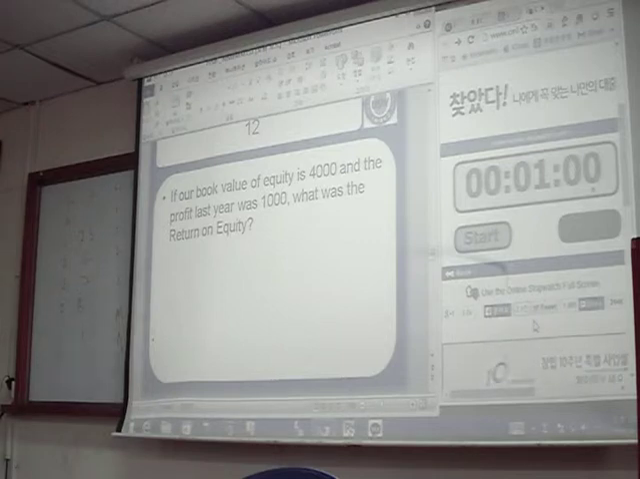This is a short one. It takes less than a minute. Book value of equity was 4 and profit was 1. What is the return on equity?